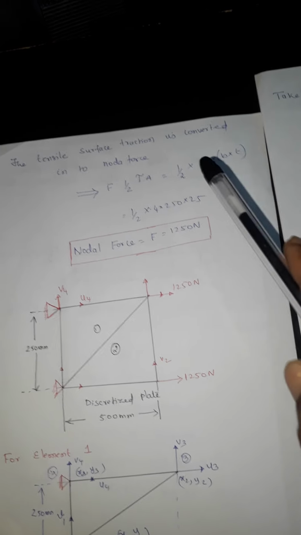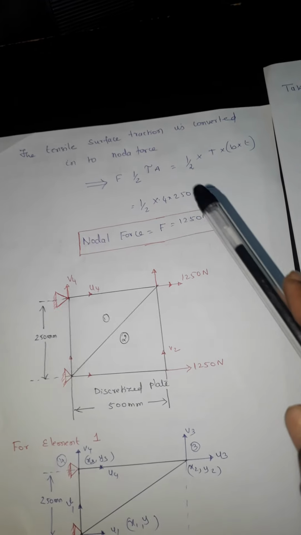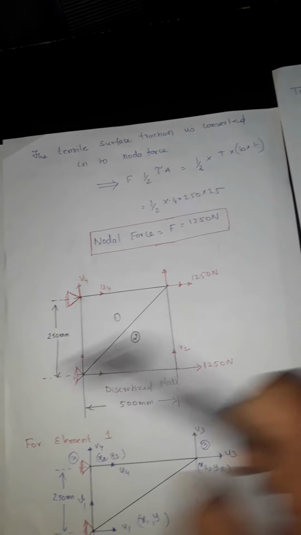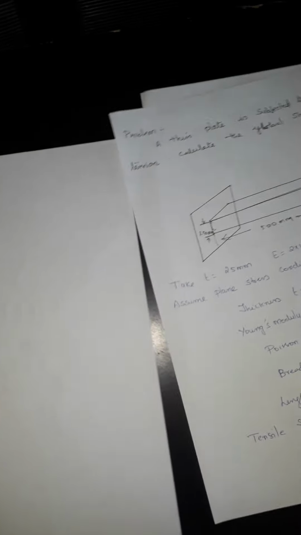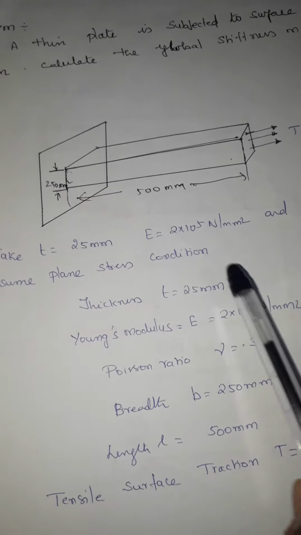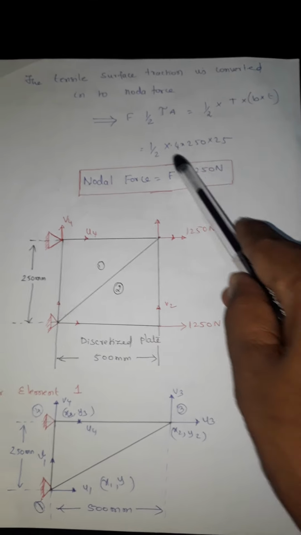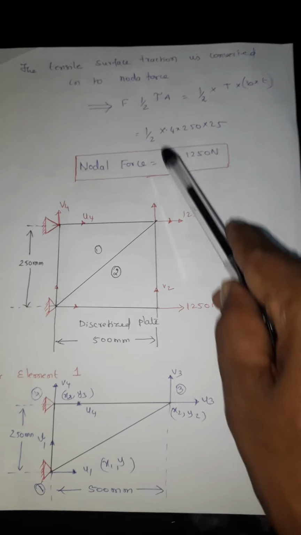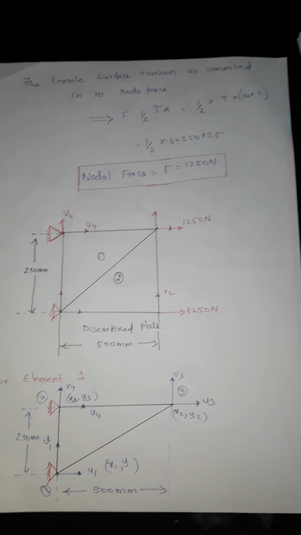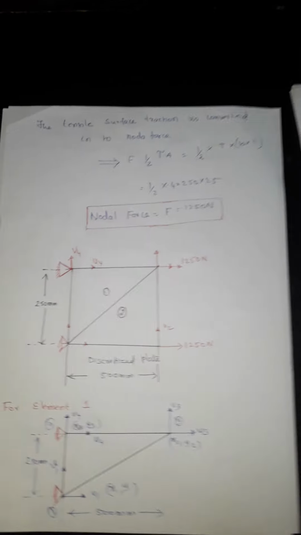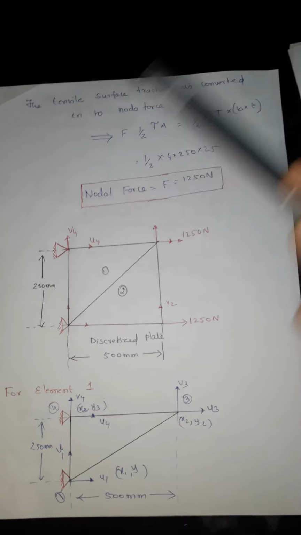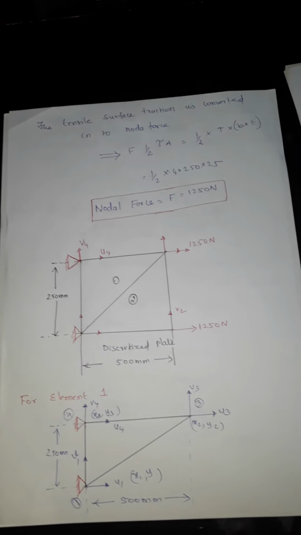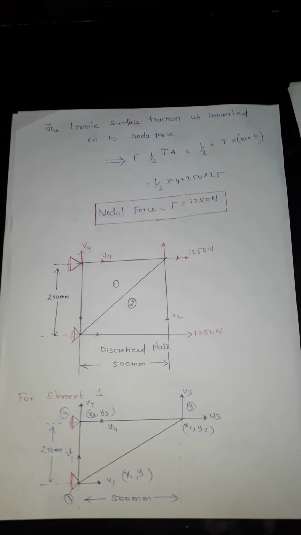So the traction force is this much, the breadth into thickness. The breadth is 250 and the thickness is given: T is equal to 25 mm. So we have the B into T, the area, and when we multiply this, we get 1250 Newton at the node. At every node, 1250 Newton is acting. This is the nodal force. So we have converted the traction force into the nodal force.